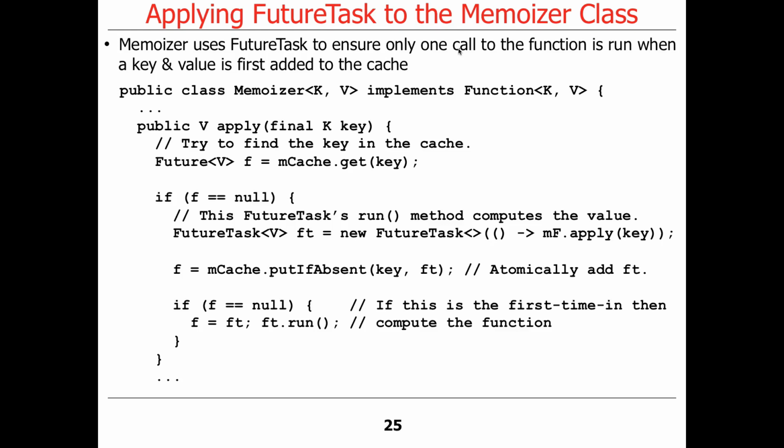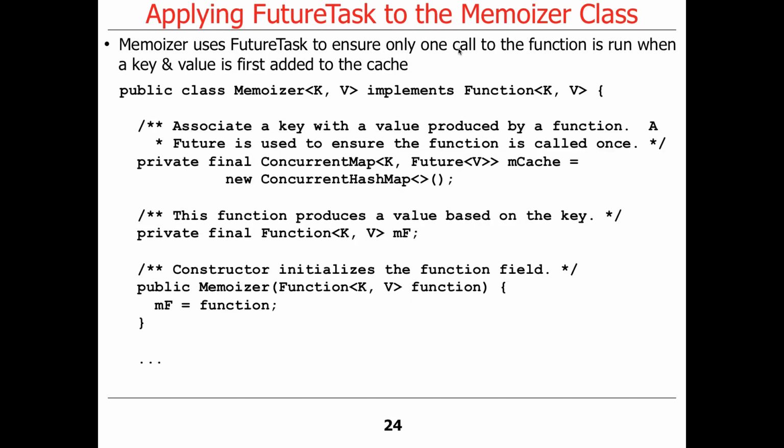This is the guy that does all the interesting things. Apply is just the name of what's implemented from function. So we call apply, we pass in the key, and we're going to get back a value. So the first thing we do is we go to the cache. Remember that this is the cache.